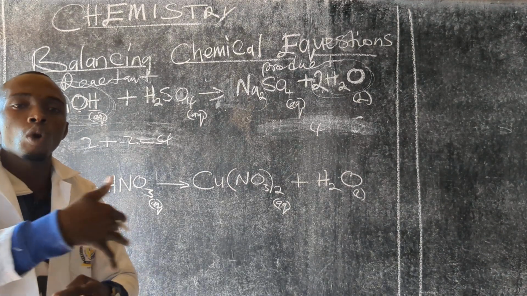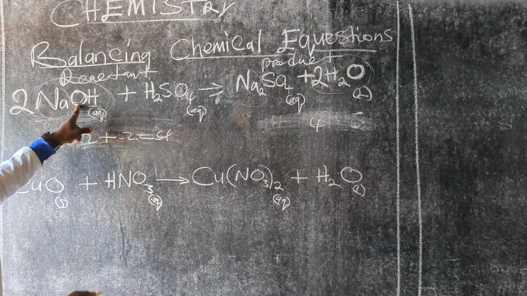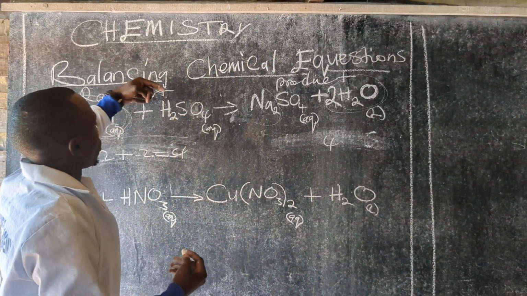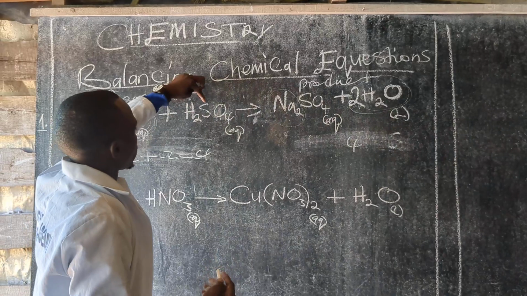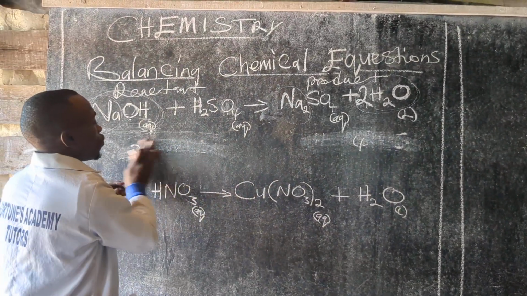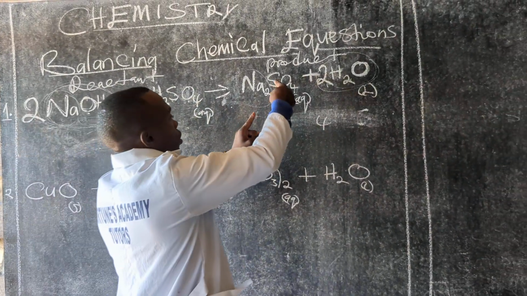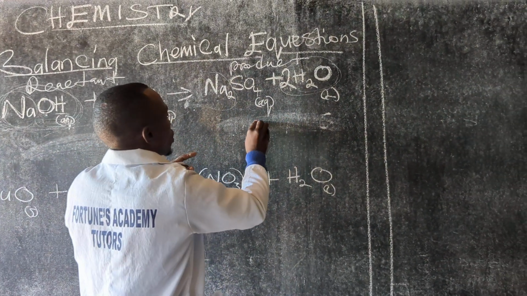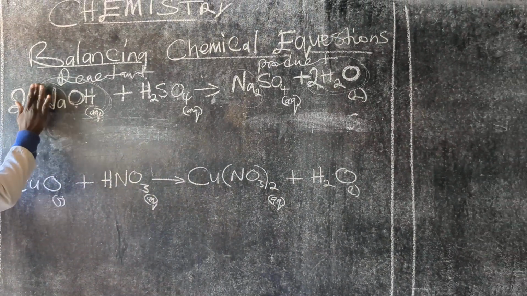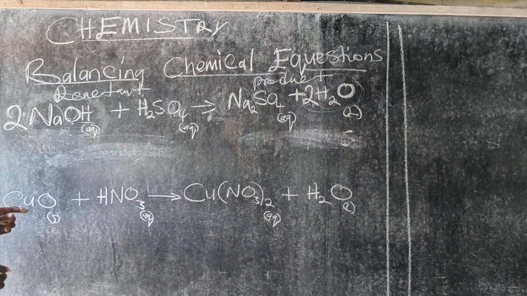Now let us move on to another element. Other elements: sodium is balanced, oxygen is balanced, hydrogen is balanced. Let us move on to sulfur. We are having 1 atom of sulfur here, and on this side we are also having 1 atom of sulfur. So which means our equation is now balanced. This is how we are supposed to balance an equation.